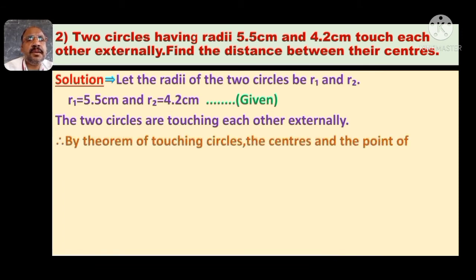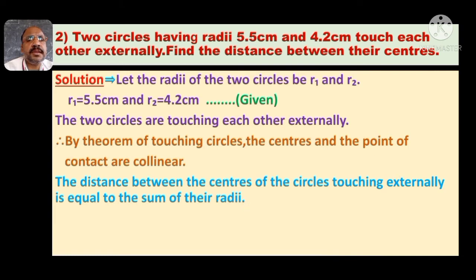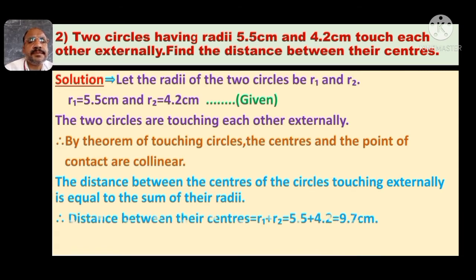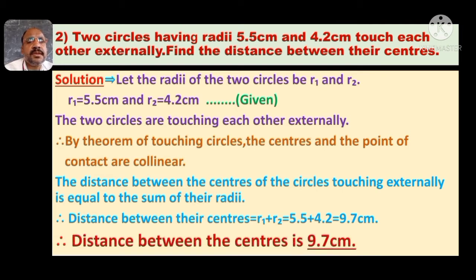Therefore, by theorem of touching circles, the center and the point of contact are collinear, and we know the property: the distance between the centers of the circles touching externally is equal to the sum of their radii. Therefore, distance between their centers is equal to R1 plus R2, which is equal to 5.5 plus 4.2, which is equal to 9.7 centimeter. Therefore, the distance between the centers is 9.7 centimeter.